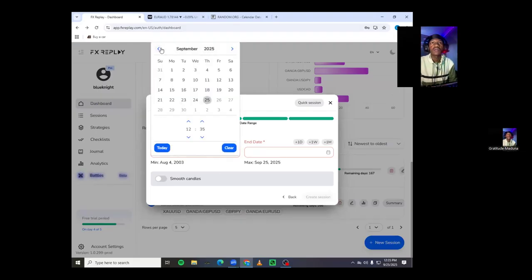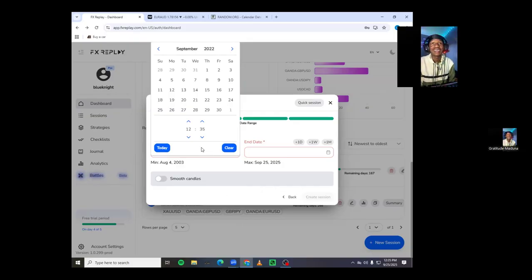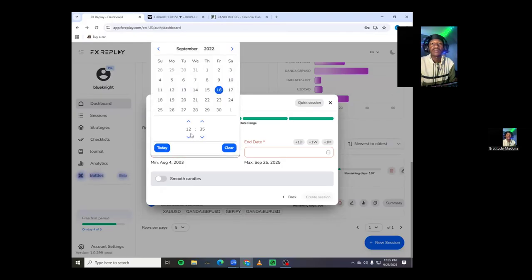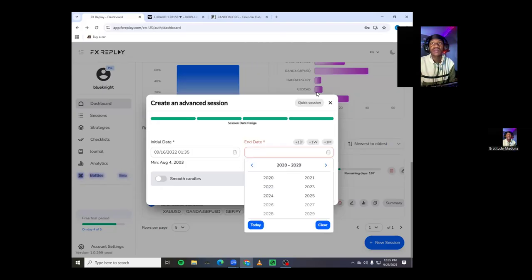From 2022, so we're going to backtest the month of 2022. Okay, 09 is September. I had to make sure. 09 is September and the day is the 16th. Pretty much I started in the morning on the 16th, and then up until, let's just backtest that month only, 2022.